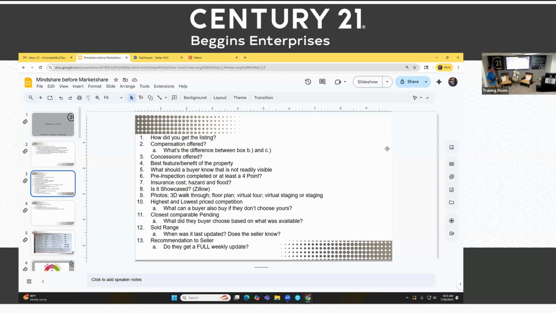What else? Number 10. What is the highest and lowest price competition of your listing? If a buyer came to your home, and not just in your neighborhood, because your neighborhood is important, I'm talking about where a buyer shops. Buyers typically, if they would consider your home, will probably consider something within 3 miles around you. So what is the highest and lowest price competition in your market? What can a buyer also buy that's the highest price and the lowest price available that's similar to yours? If they were looking at your property, what's the lowest price competitor that they could go buy? What's the highest price? And we make adjustments to them to see how we're priced based on those.